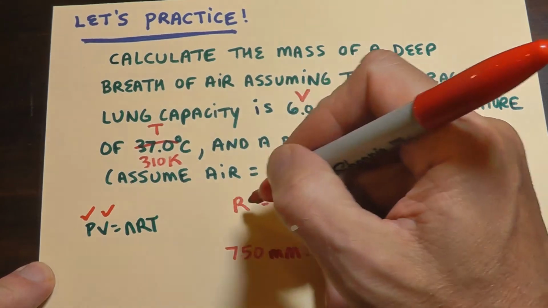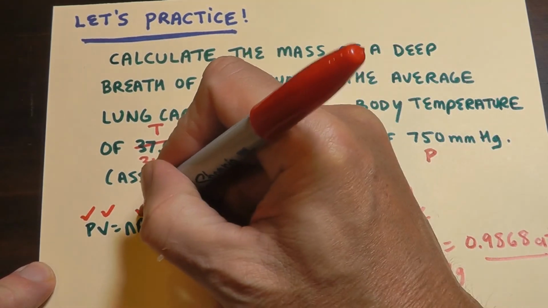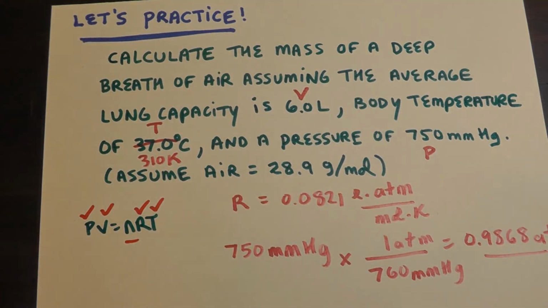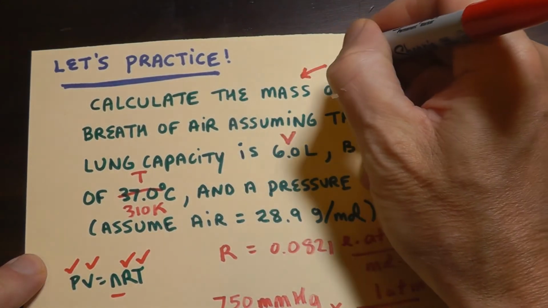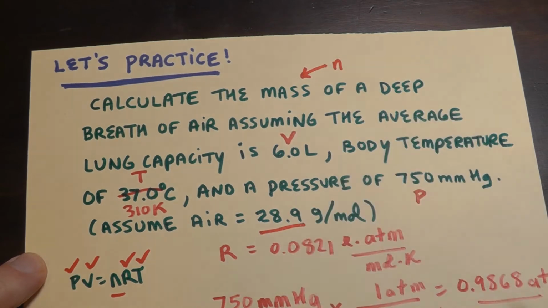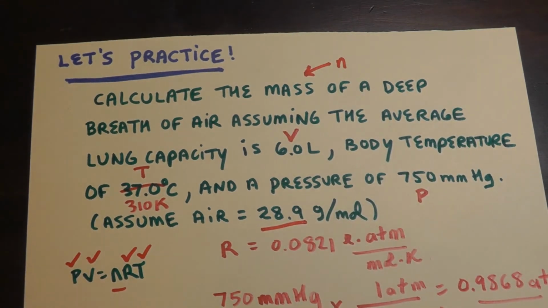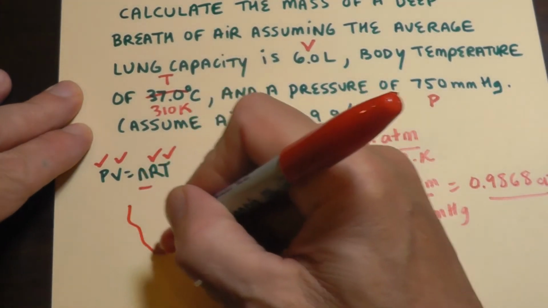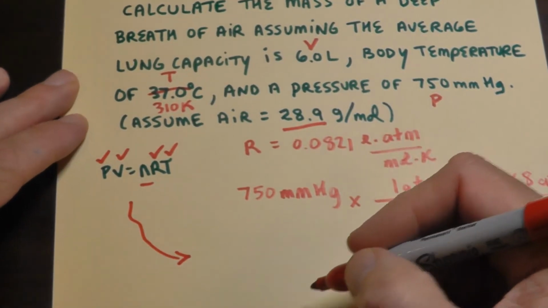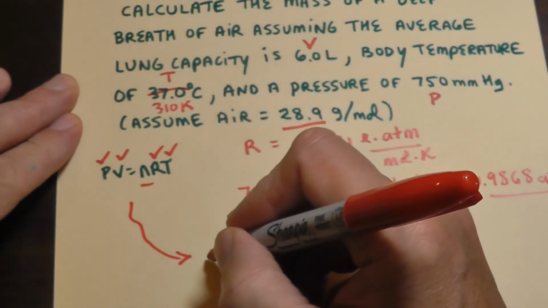They gave us a V. They gave us a T. We always have R. I don't even have to know what I'm doing yet. And I could just say, well, I know that next step is I've got to solve for n. And then what do you know? n is going to give us our answer, because n can be converted to grams, as we know from many times over. So I'm just going to solve for n by dividing both sides by RT.